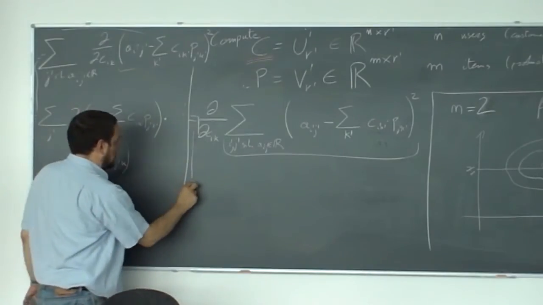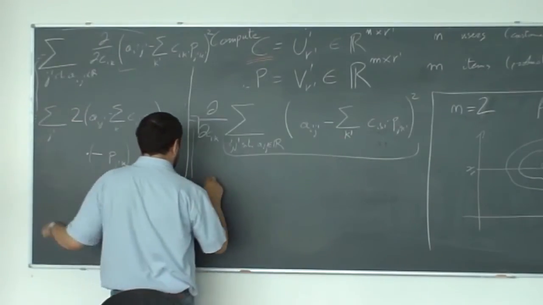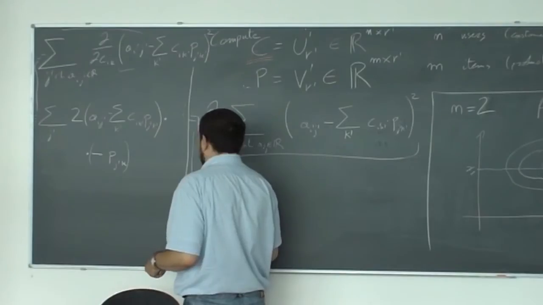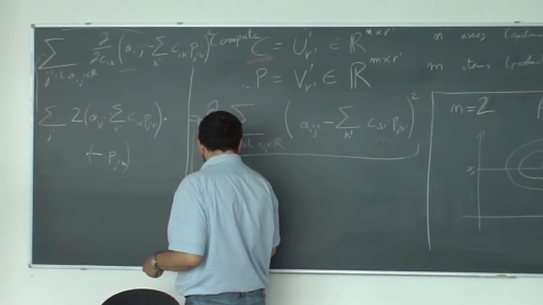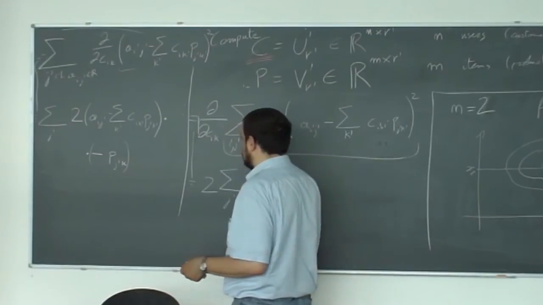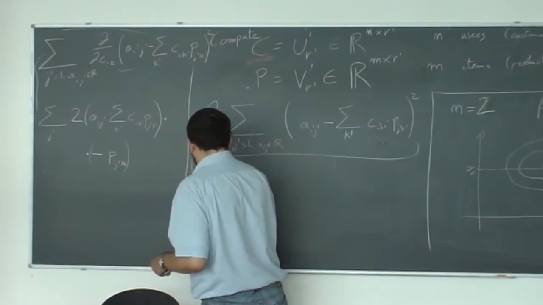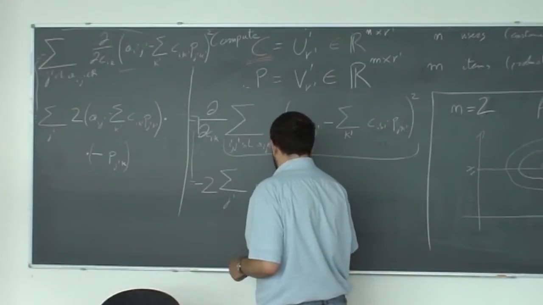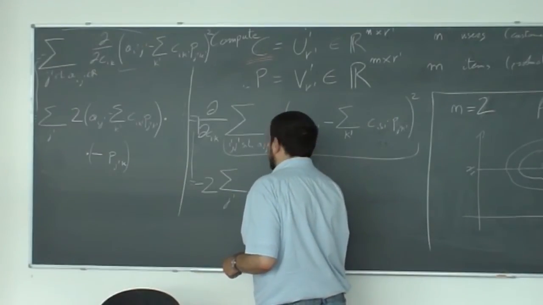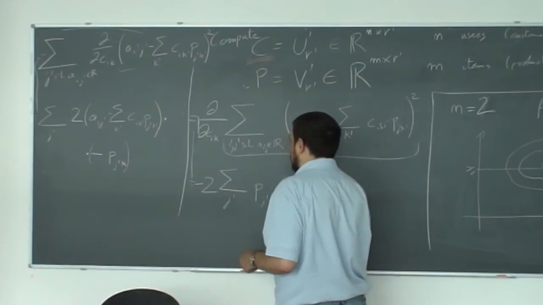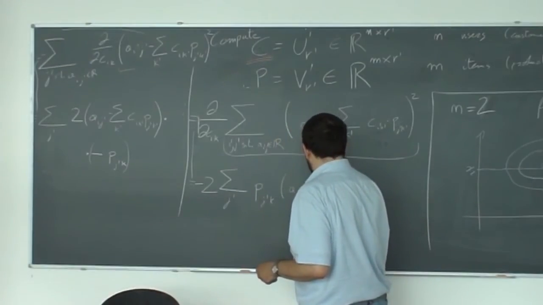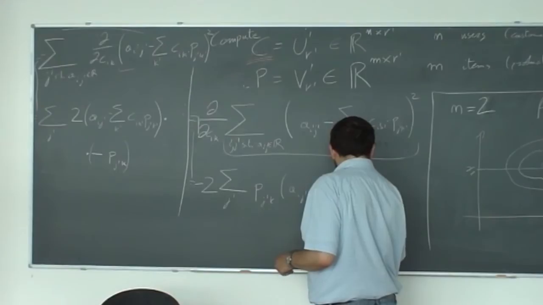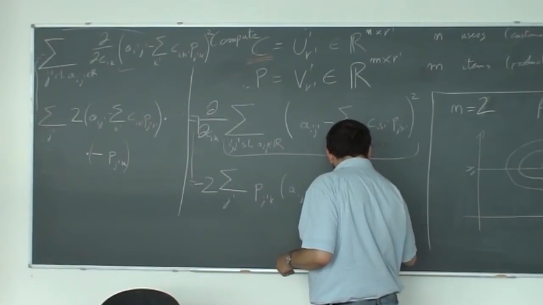So this derivative, if I write it a little better, is 2 sum over j prime, so it's minus 2 Pj prime k times Aij prime minus sum over k prime of Cik prime Pj prime k prime.